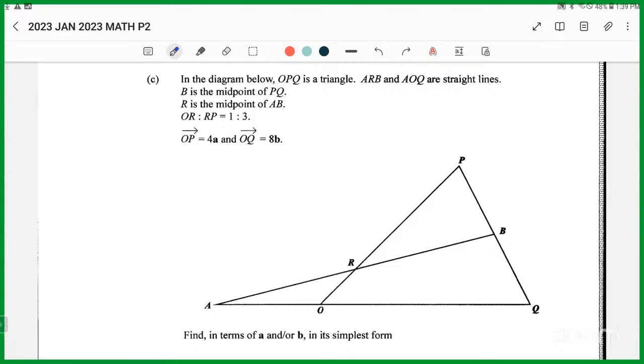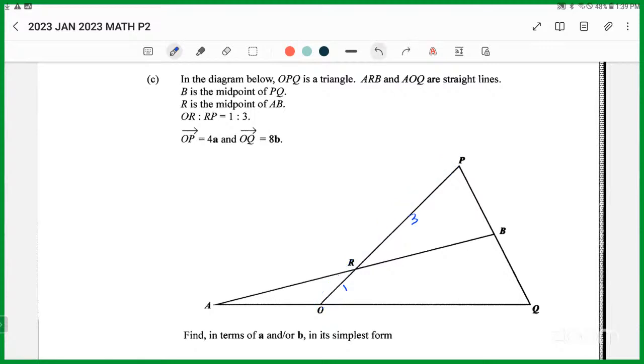R is the midpoint of AB. R is the midpoint of this whole line here. So then it says OR to RP is 1 to 3. OR to RP is 1 to 3. So this has 1 part on it and this has 3 parts on it. So the total parts on the line is 4. Right?